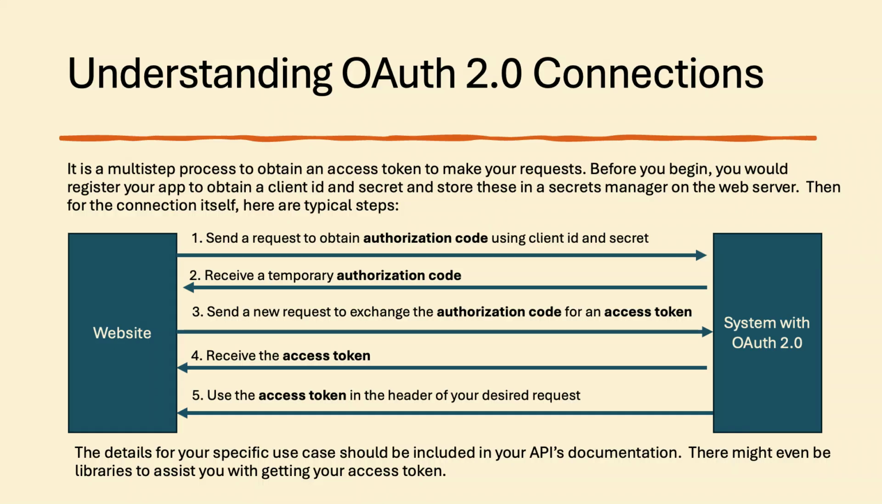And it's a multi-step process, so that authorization code alone isn't going to give you access to the system. It's only a temporary authorization code. So you'd send a new request to exchange the authorization code for an access token, and then you'll receive the access token. And then step number 5 is you can use that access token to make your request. So it's a few steps to get the access token that you want to use, but that's the process that you'd follow to be able to connect to an OAuth 2 connection.